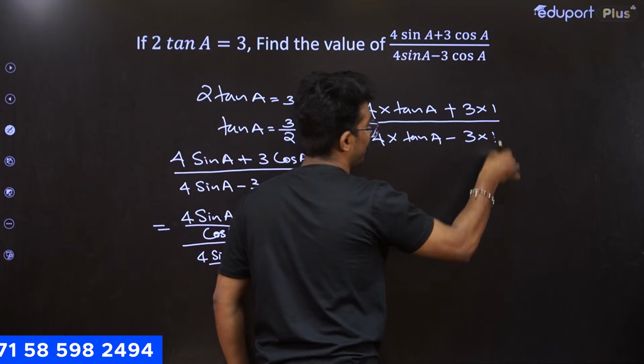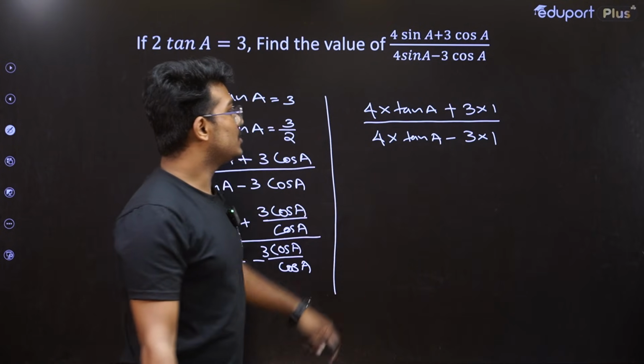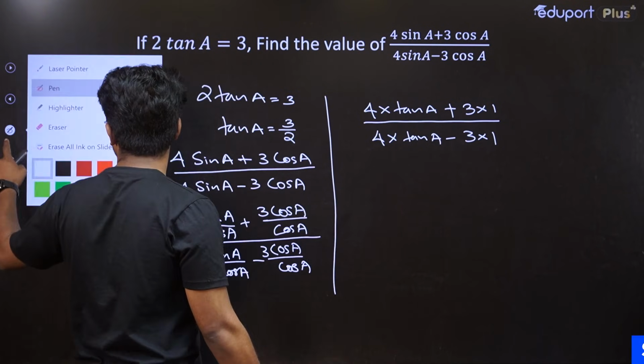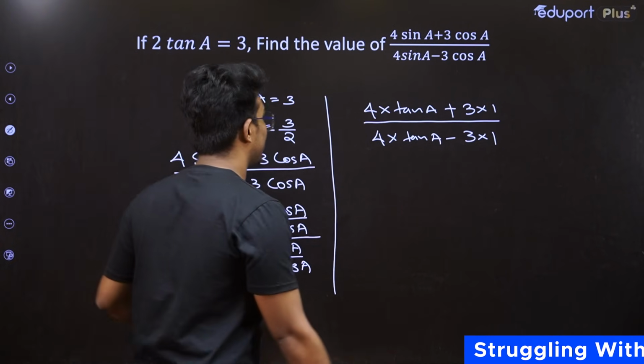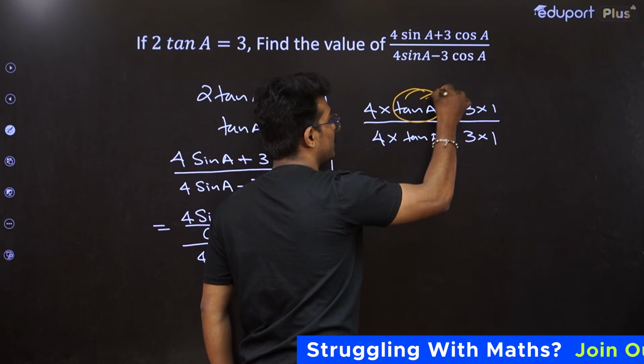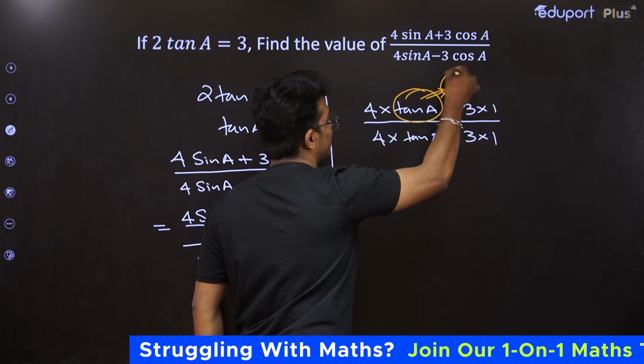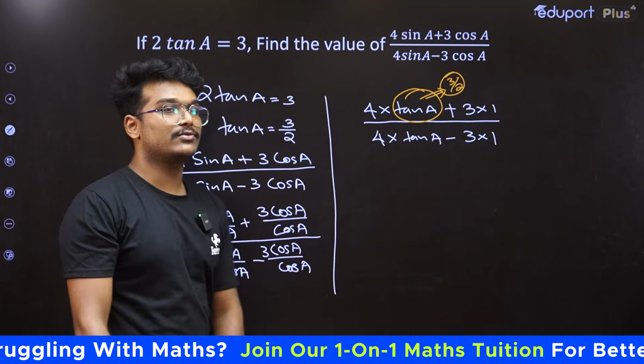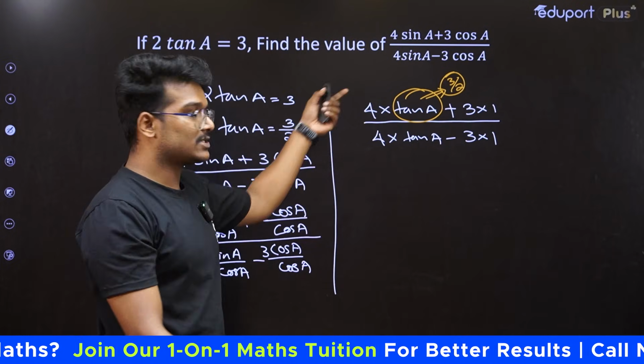Okay, so we know the value of tan A here. What is the value of tan A? Tan A is equal to 3 by 2. We already found that the value of tan A is equal to 3 by 2, so we can substitute the value here.